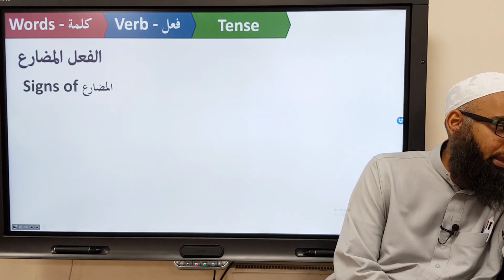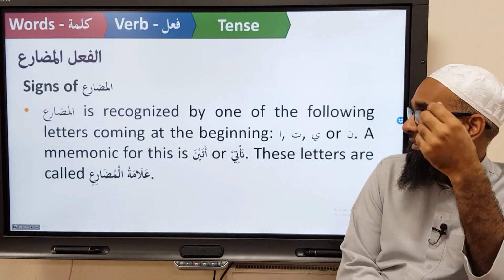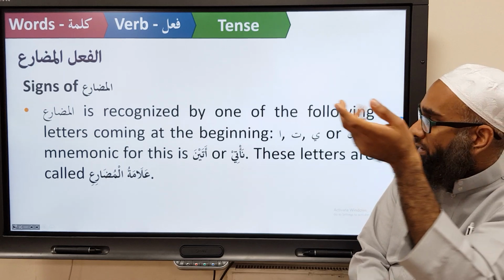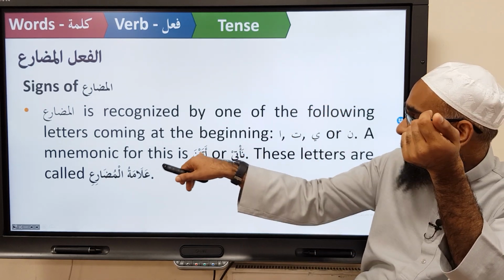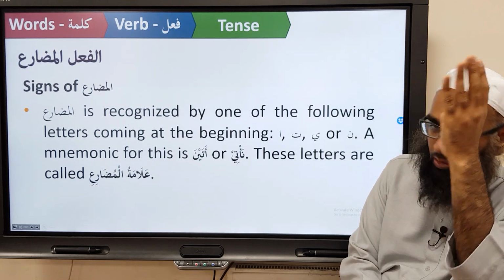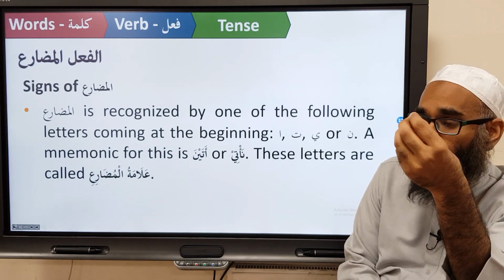Every mudari will have one of these 4 signs at the beginning. What are these signs? It's alif, ta, ya, and noon. You can make them into a mnemonic, na'ti, noon, alif, ta, ya, or atayna, alif, ta, ya, noon, whatever you want to remember. So these 4 letters always come at the beginning of mudari. When you do tasrif: yaf'alu, taf'alu, naf'alu, af'alu. So they always have one of these at the beginning.